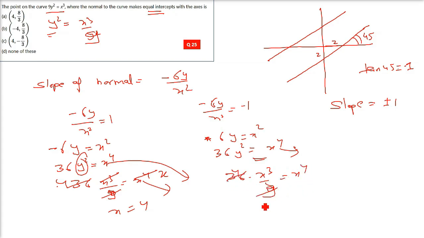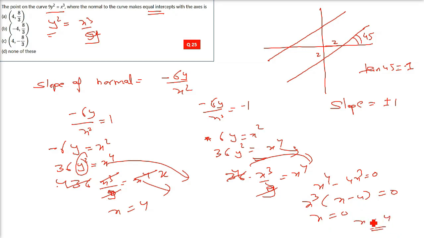So 36, I am replacing y square by x cube by 9. 9 4 is 36. You have 4x cube equals x raised 4. So x raised 4 minus 4x cube is 0. X cube I am taking outside, it will be x minus 4 equals 0. So either x is equal to 0 or x equals 4. Along with x equals 4, we have one more solution that we can present to the examiner, that x equals 0 also. But if you put x equals 0, y will be 0. So one point will be 0, 0.